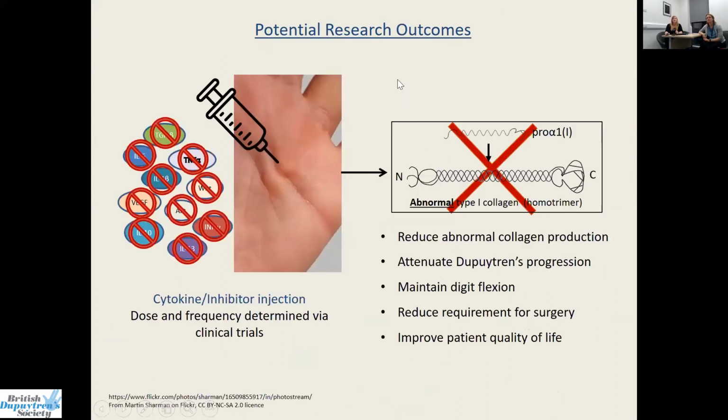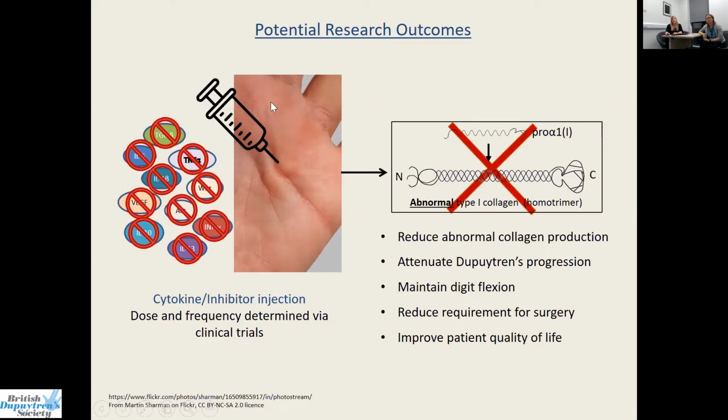Okay, so the outcome that we're hoping to obtain from this research is that we may identify a new therapeutic target for Dupuytren's contracture, and that would potentially be via injection of either an inhibitor or a cytokine treatment into the hand. Of course, the dose and the frequency of these treatments would need to be determined by clinical trials, so this is still quite far away from being put into use.